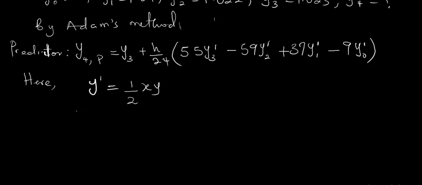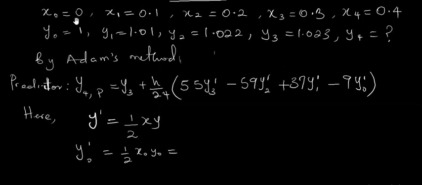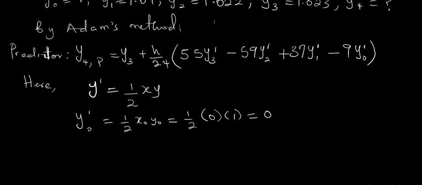So that means that y0 prime is going to be 1 over 2 x0 y0, and this is our x0 and this is our y0. So this is going to be 1 over 2 times 0 times 1, which is going to give us 0. That's how we're going to be generating the rest of these.